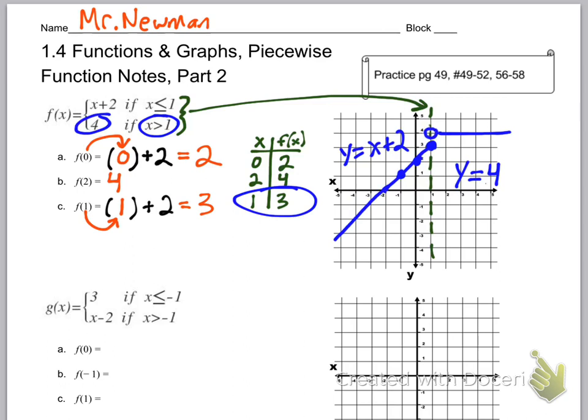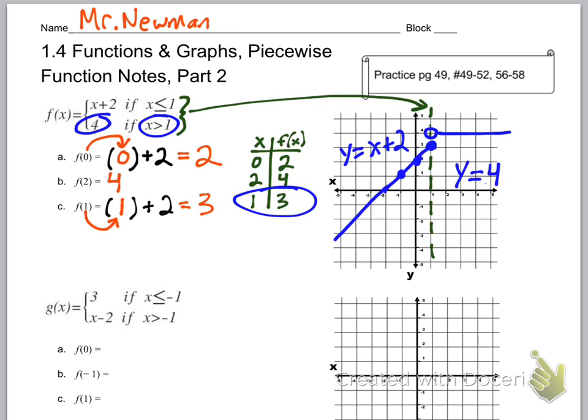The function doesn't exist there, so we actually need to use an open circle. The open circle means it does not exist there, but it gets infinitely close. So if your input was 1.1 or 1.01, numbers that are really close to 1, it actually does include those, it just doesn't include exactly 1. So notice how we have the open circle and the closed circle there in the middle, and this is exactly how you graph this piecewise function.